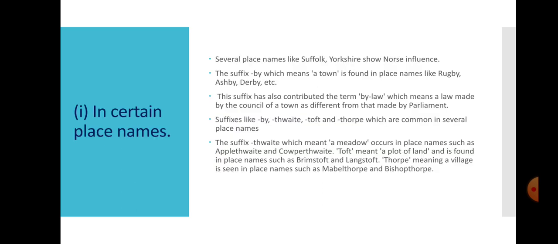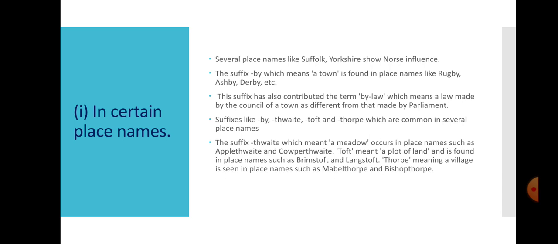Okay, first one, the place names. There are several place names like Suffolk and Yorkshire that show Norse influence. These place names are of Norse origin. The suffix by, the words ending with by, means a town, and it is found in place names like Rugby, Ashby, Derby, etc. These suffixes in place names are the influence of Norse origin.